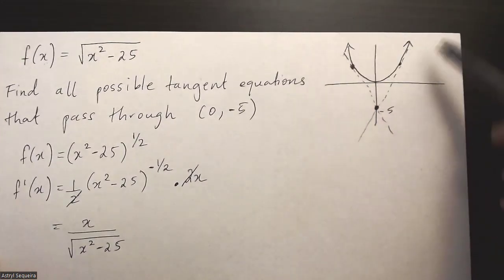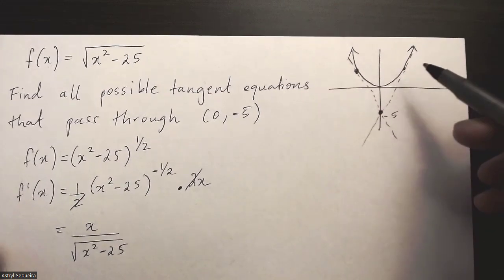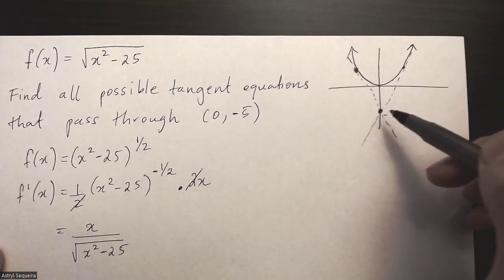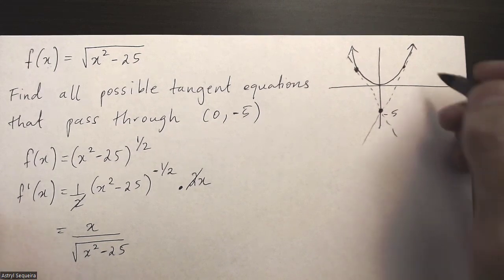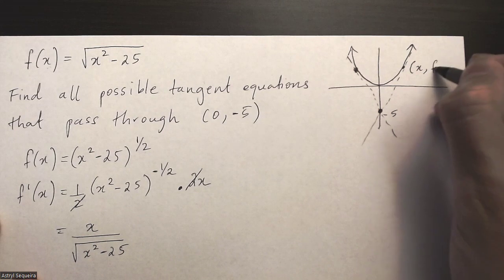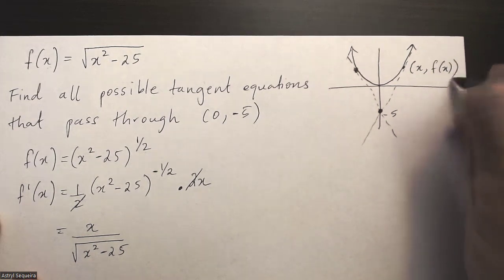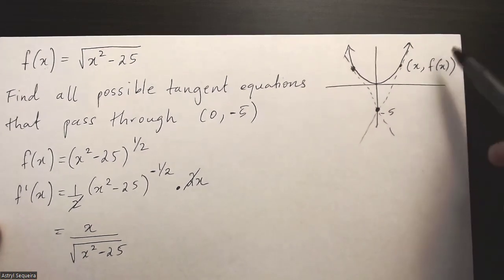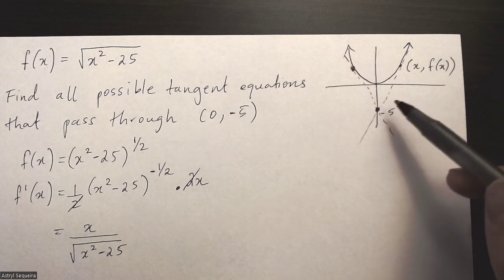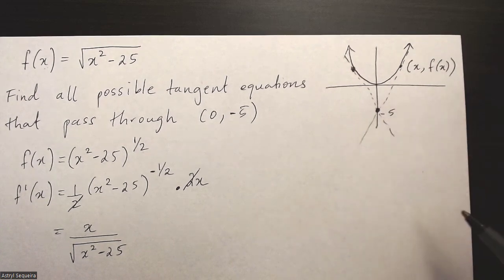Now, once you get this slope equation here, you want to think about this. We don't know if there's 1 point, 2 points, 3 points. We need to figure out the number of points that have a tangent line that pass through this point over here. So what you want to do is label your point as (x, f of x). We don't know if it's 1 point, 2 points, 3 points, but this represents all possible points that will have a tangent line that will pass through this.